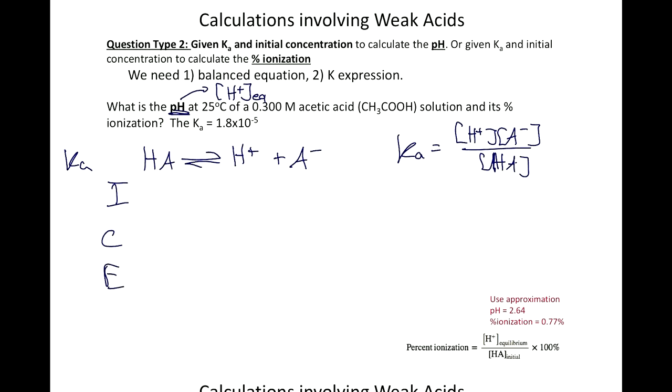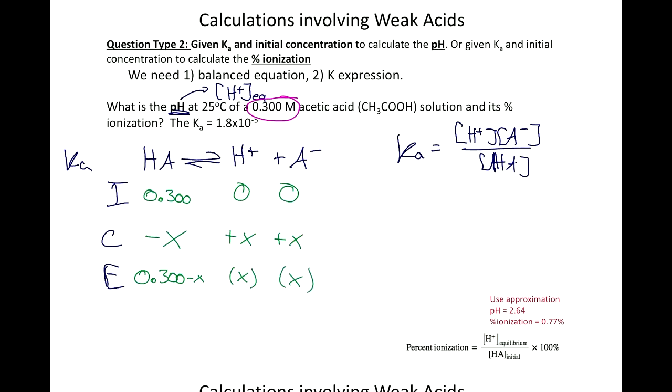So let's look at this initial concentration, 0.3 molarity acetic acid. That is going to go in the initial line. So 0.3. We have 0 amount of our products. Which way does this reaction have to go? Forward. So minus x, plus x, plus x. At equilibrium, we have 0.300 minus x, x amount of H plus, x amount of A minus. All of this is aqueous, all of this is homogeneous equilibrium, so that entire equilibrium line is going to go into the Ka expression. So we plug that into Ka.